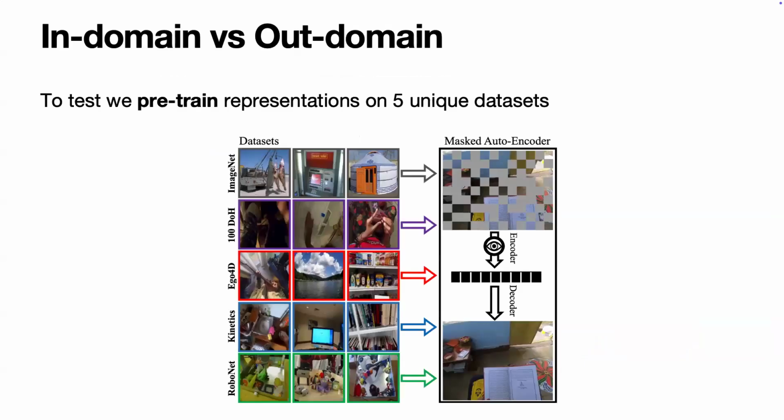So to do this, we did a very simple experiment. We chose 5 different data sets. Some of them are more relevant to the manipulation task, and some of them are completely irrelevant to the manipulation task. So for example, we chose ImageNet, which is irrelevant to the manipulation. It has basically all the random images for different categories, 1,000 categories. Then there's 100 Days of Hands. This is a more manipulation-driven data set, but collected from YouTube.